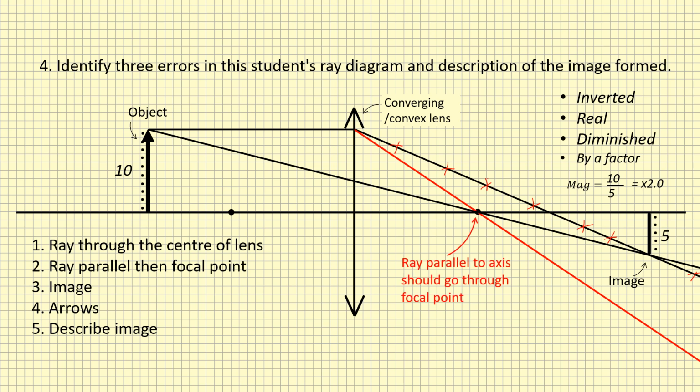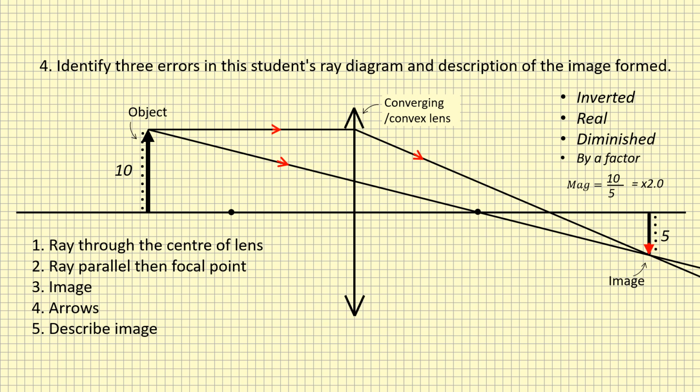Let's look at other errors they've made. Other errors they've made here is, they've got to add arrows to the image. You need to show which way the image is, upright or inverted, so that needs an arrow. So you need to add arrows to the whole diagram to show which way the light rays are going. The final mistake they've made is it's inverted, it's real, and it's diminished. That's fine, but the magnification is times 2. That's wrong, because if it's diminished, it should be smaller.